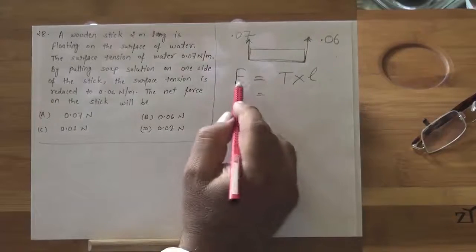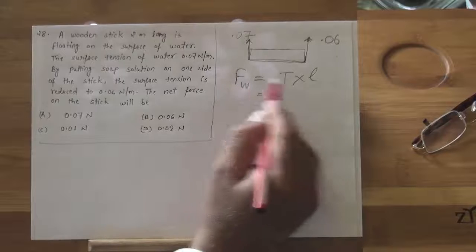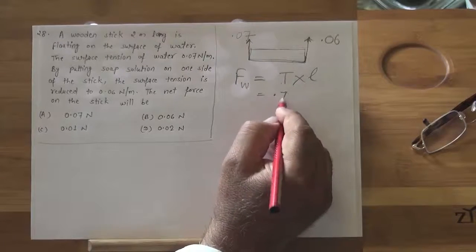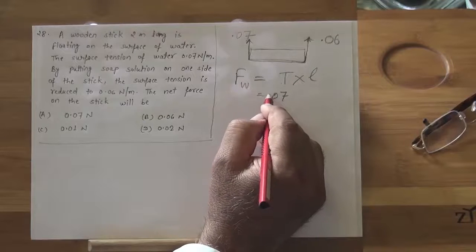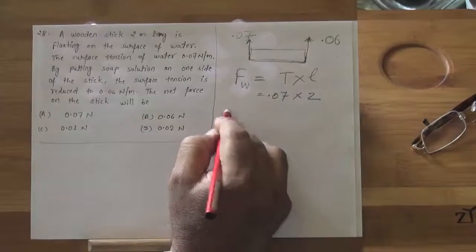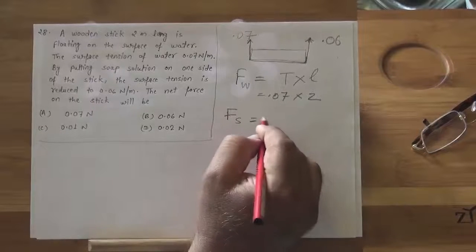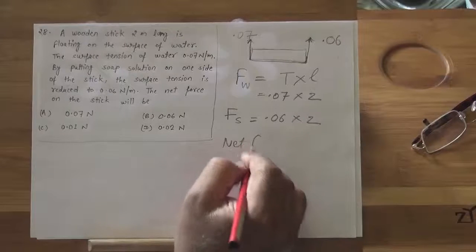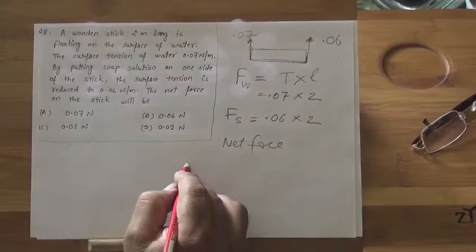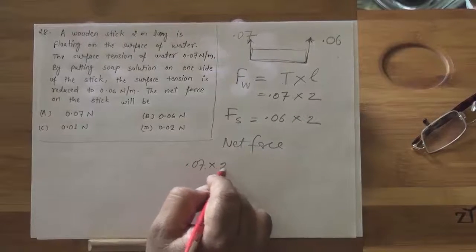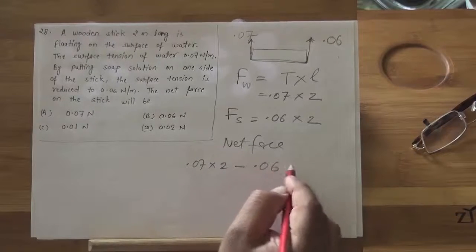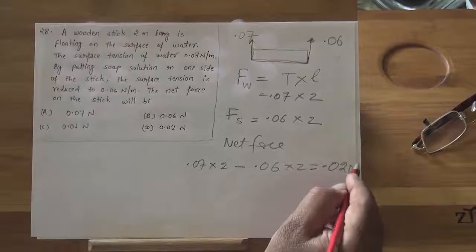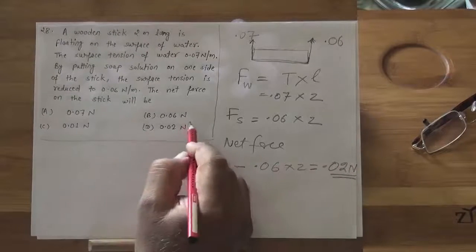Force on water side is T into L, 0.07 into 2. Force on soap side is 0.06 into 2. Net force is 0.07 into 2 minus 0.06 into 2, which is equal to 0.02 Newton. This is the net force.